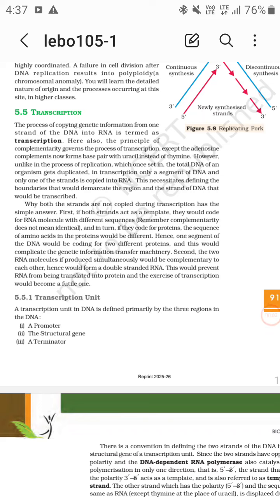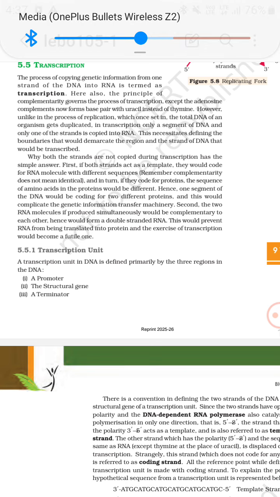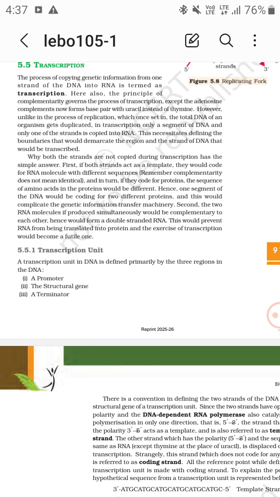Transcription, the process of copying genetic information from one strand of the DNA into RNA, is termed transcription. It follows the complementarity and transcription unit. A transcription unit in DNA is defined primarily by three regions in the DNA: a promoter, the structural gene, and a terminator.